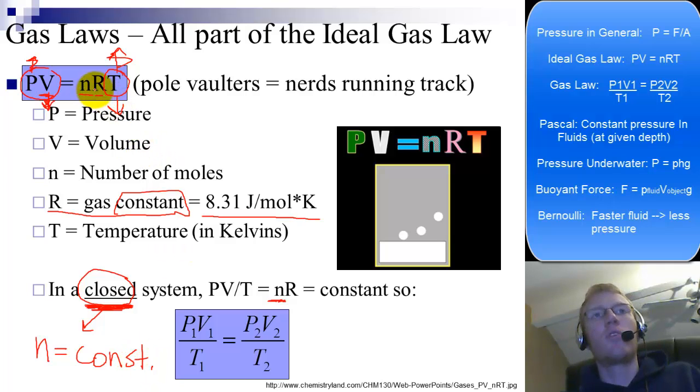Okay, then you could divide both sides by T, and then you have PV over T equals N times R. But N times R is constant, so PV over T at the beginning, right here, should equal PV over T at the end, right here. So if you're given the initial and final values for pressure and volume, or pressure and temperature, or something like that, you can plug them in and you can solve for the unknown value.